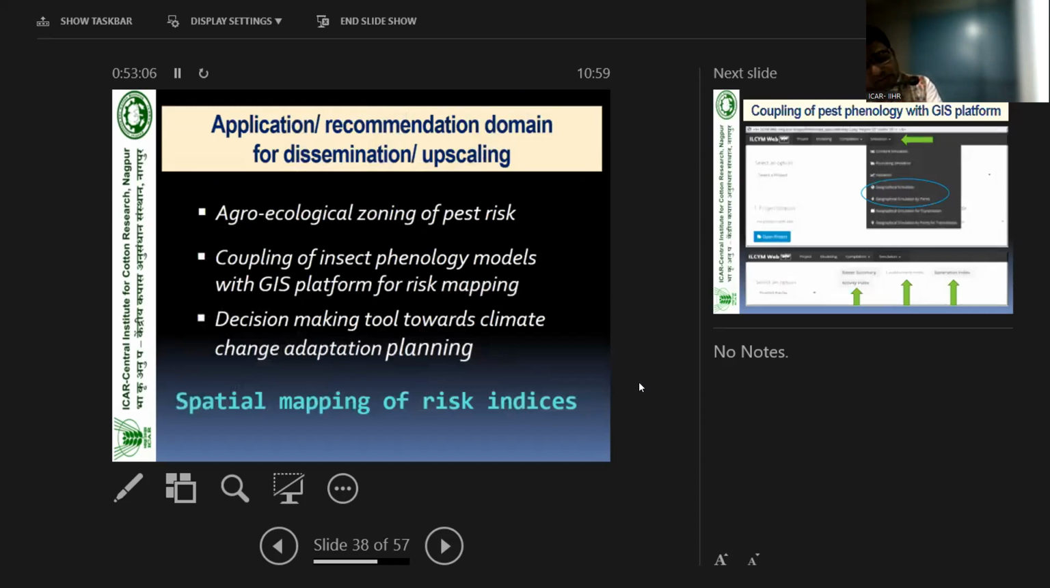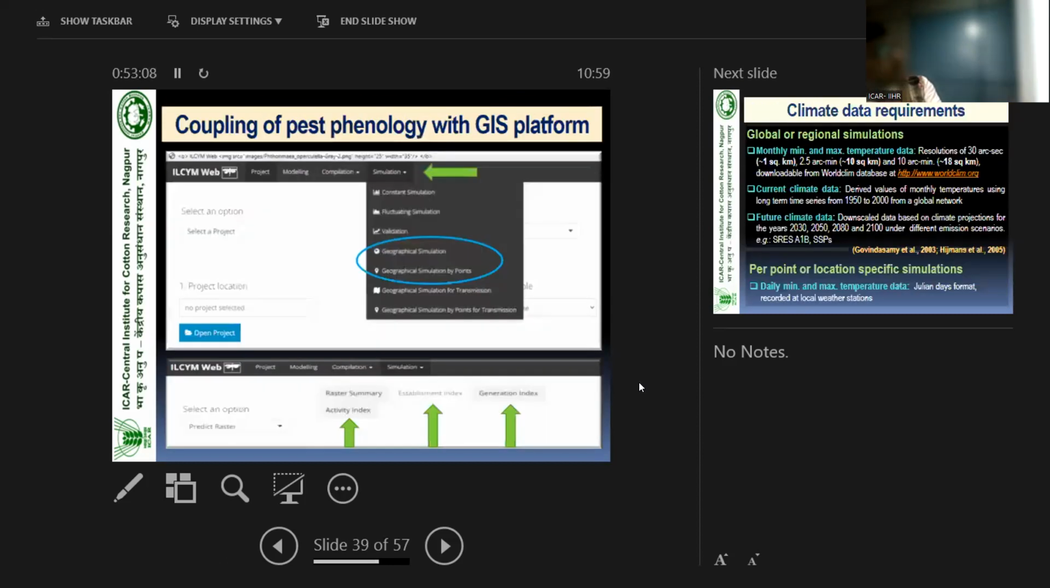These are further recommendations also, what we can scale up, that we can use. This model has another beautiful feature, that it is coupled with a GIS platform. So you can prepare maps of risk of establishment. This is another advantage with this process-based modeling.